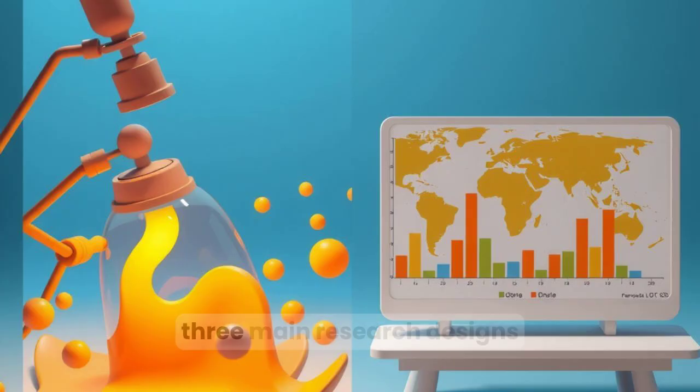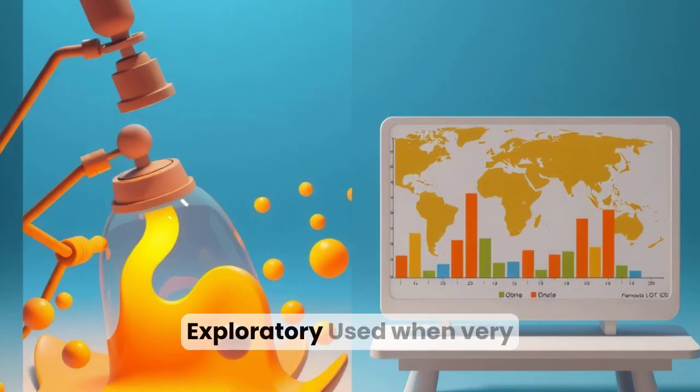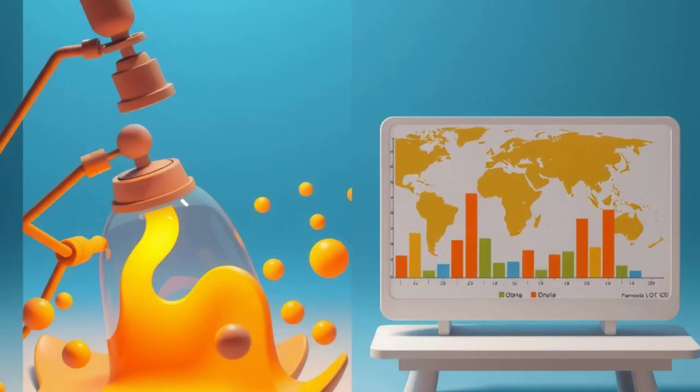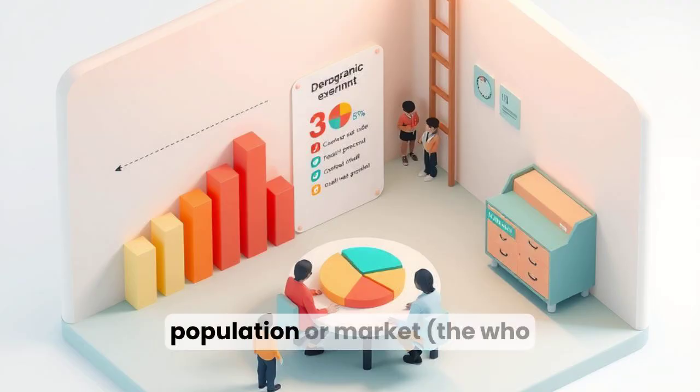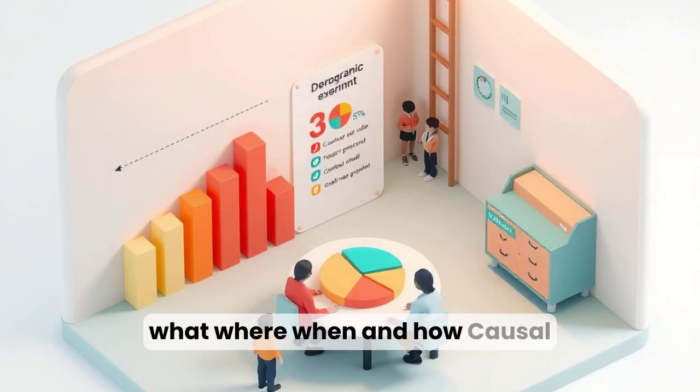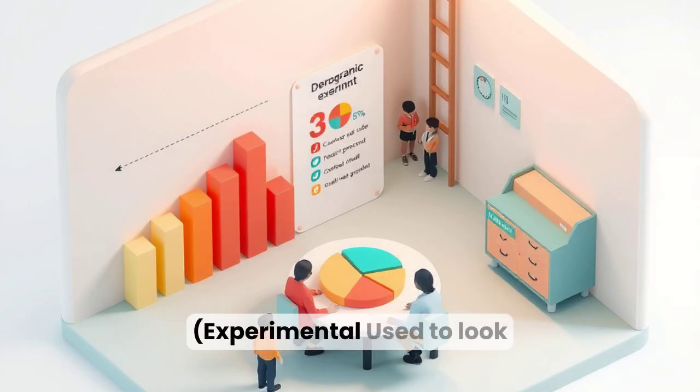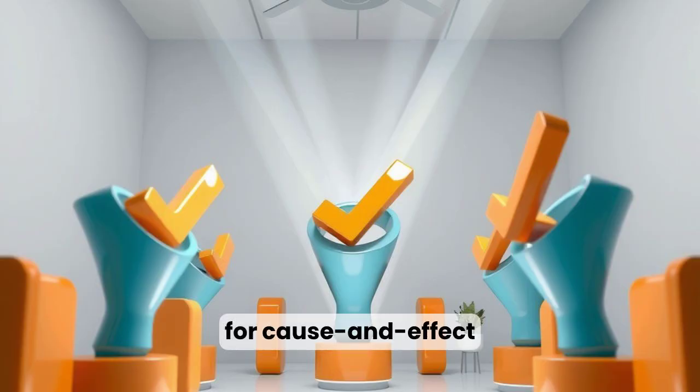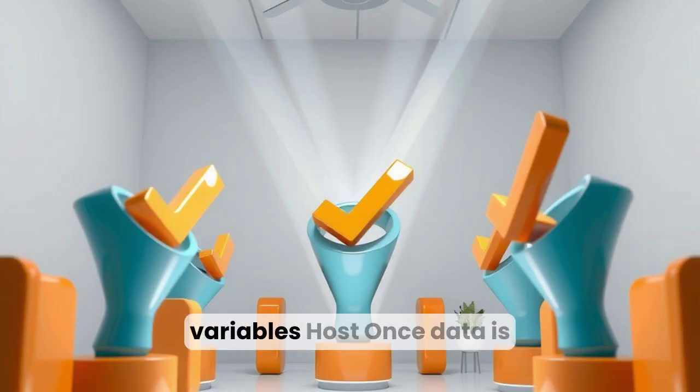There are 3 main research designs. Exploratory, used when very little data is available to explore a new situation. Descriptive, used to describe a specific population or market. The who, what, where, when, and how. Causal, experimental, used to look for cause and effect relationships between variables.